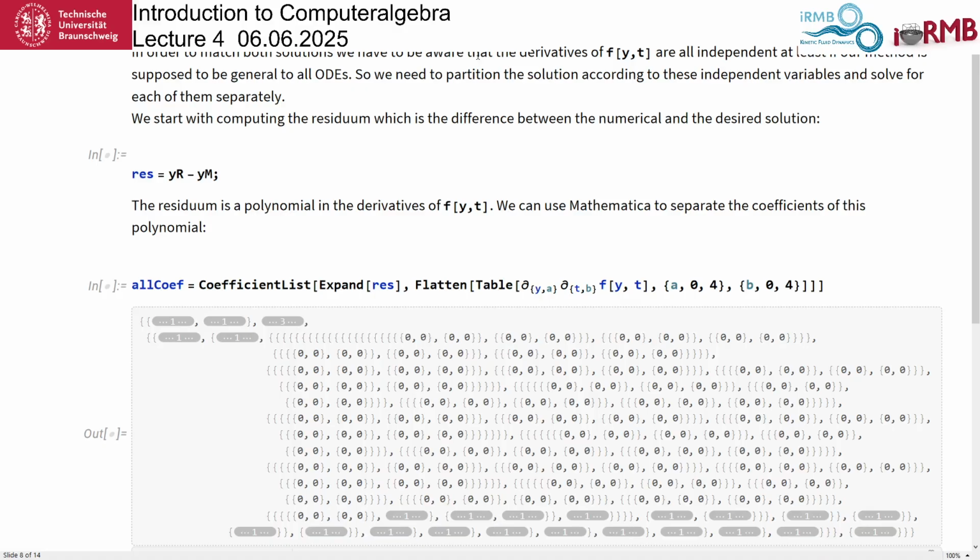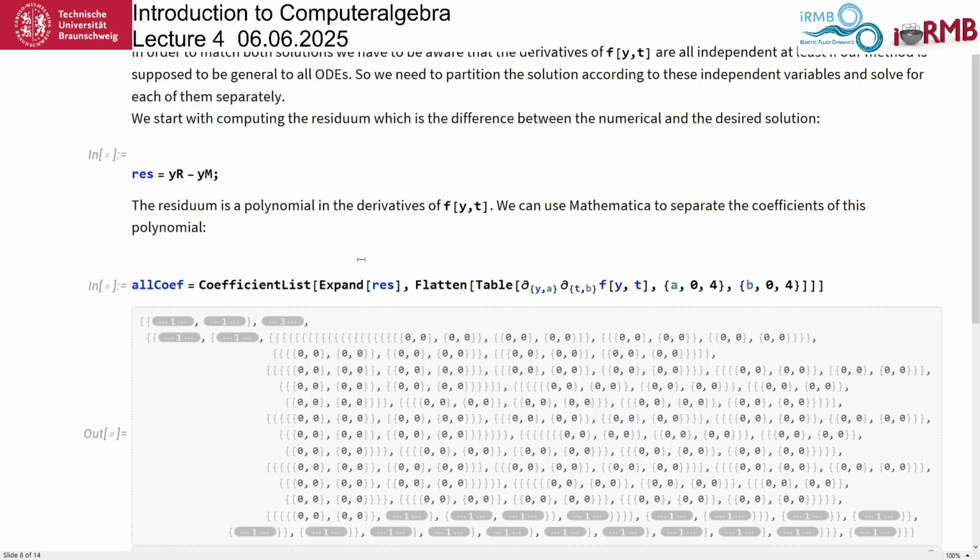We start with computing the residuum, the difference between the numerical and the desired solution. So we subtract these two things and then this should be 0. The residuum is a polynomial in the derivatives of f, y and t, and we can use Mathematica to separate the coefficients of the polynomial.